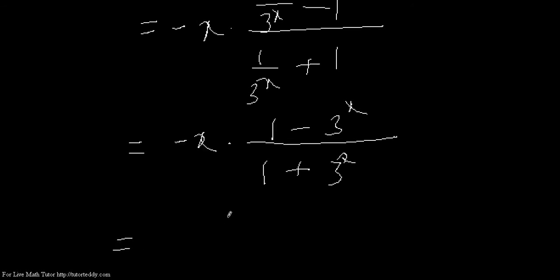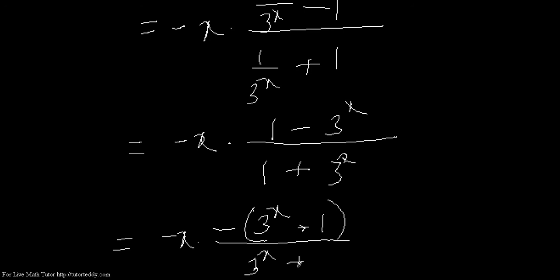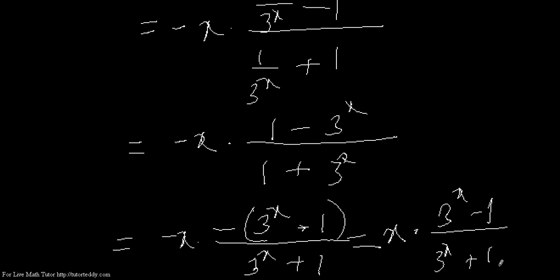and then I take minus common from here. That means minus x into, I take minus common, that means 3 to the power x minus 1, and below I have 3 to the power x plus 1. So this minus into minus gets plus, and I am left with x into (3 to the power x minus 1) over (3 to the power x plus 1), which is the required form which we needed to show.